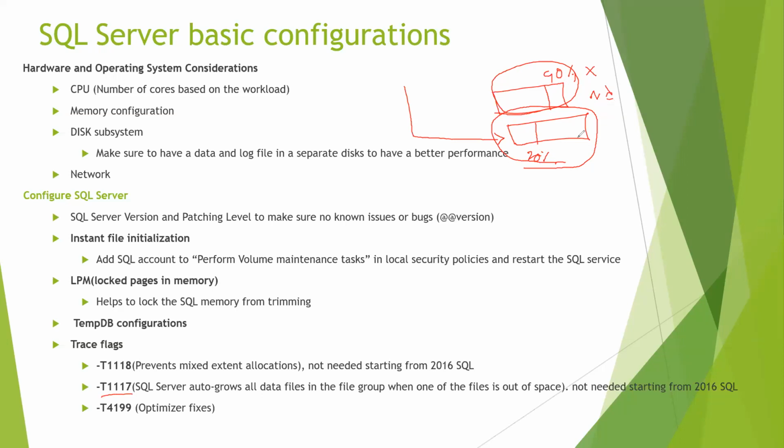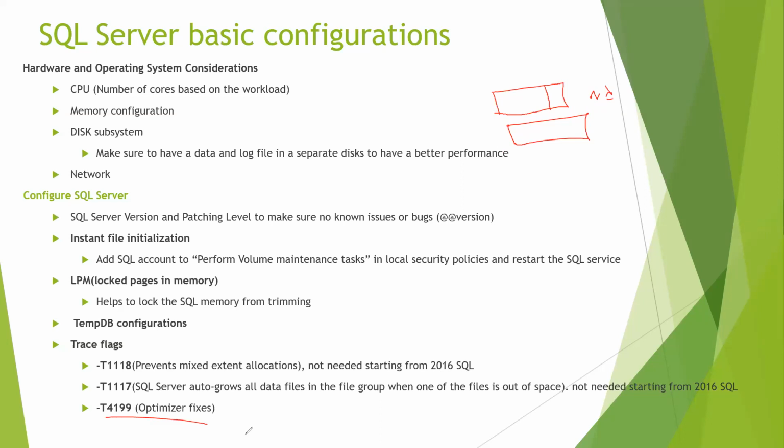To avoid that, Microsoft recommended using trace flag 1117, so that auto growth is equal: even if one file is full, enabling this trace flag will grow all the other files as well, by the same amount of size that we have allocated to the individual files. But again, this feature is not needed starting from 2016. It is enabled by default in the database engine. These are the two that I still see people using.